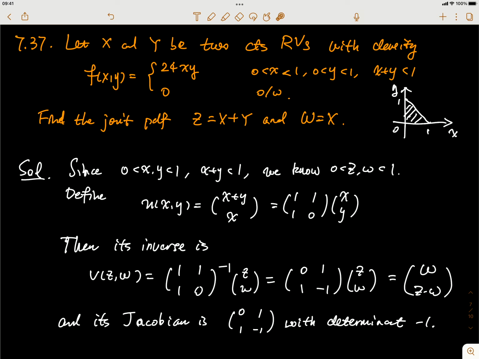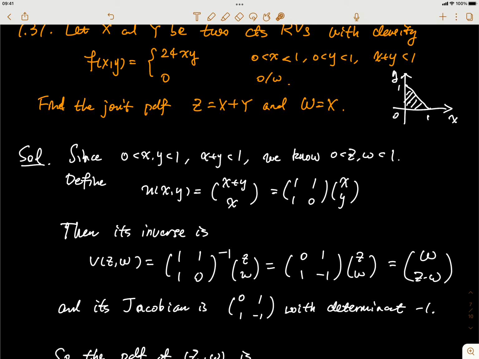Okay, so now according to these two, we're going to define our function u to be x plus y and x. So given x and y, it's going to output this two-dimensional vector. And essentially the matrix form is this. So the inverse of this function u, we call it v. V is just the inverse of this matrix times whatever the zw is. Okay, so that's just this. The inverse of that is pretty easy to compute, which is this. So the v of zw is just going to return a two-dimensional vector with w and z minus w as the two components. And the Jacobian of this inverse is just this matrix actually, right? So it's just this matrix, and the determinant of this matrix is just -1.